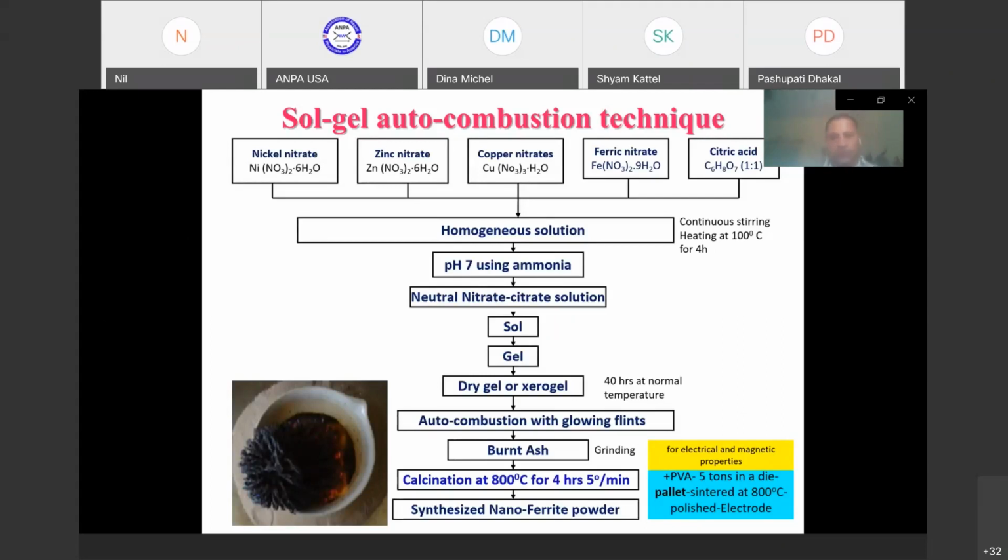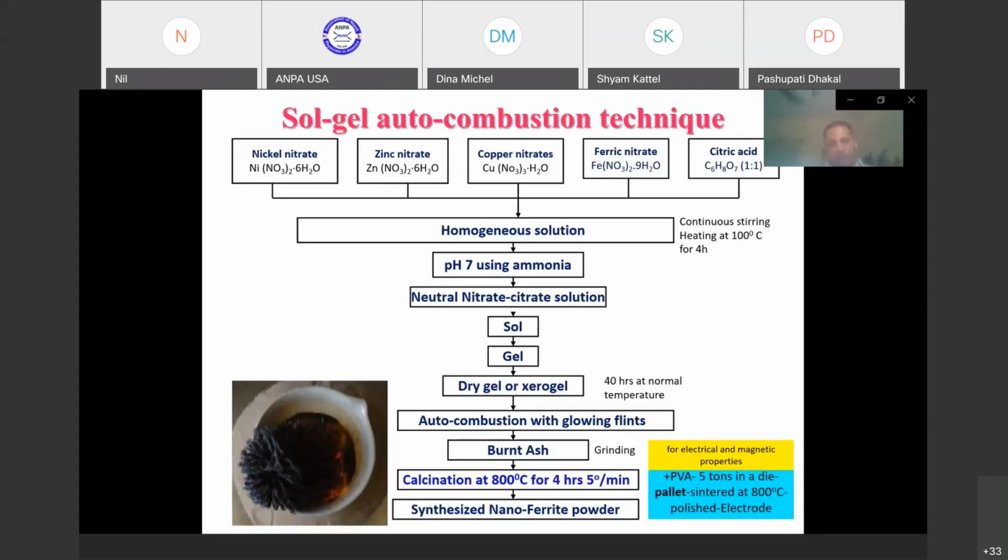If we dry it for 40 hours at normal temperature, then it will take the form of a gel, and that is why we call it the sol-gel method. Now the gel is auto-combusted so that it gets burned and turns into gas. After grinding and calcining at 800 degrees centigrade for 4 hours at the rate of 5 degrees per minute, we will get nanoferrite powder.